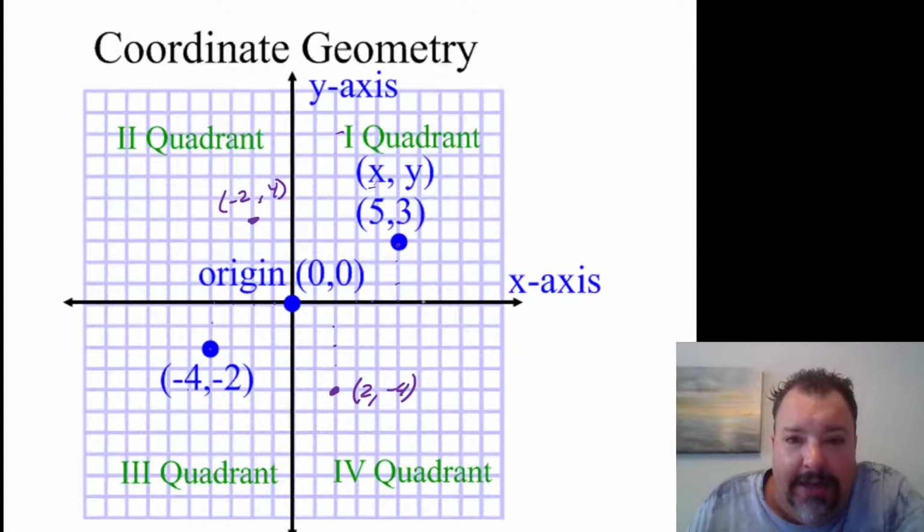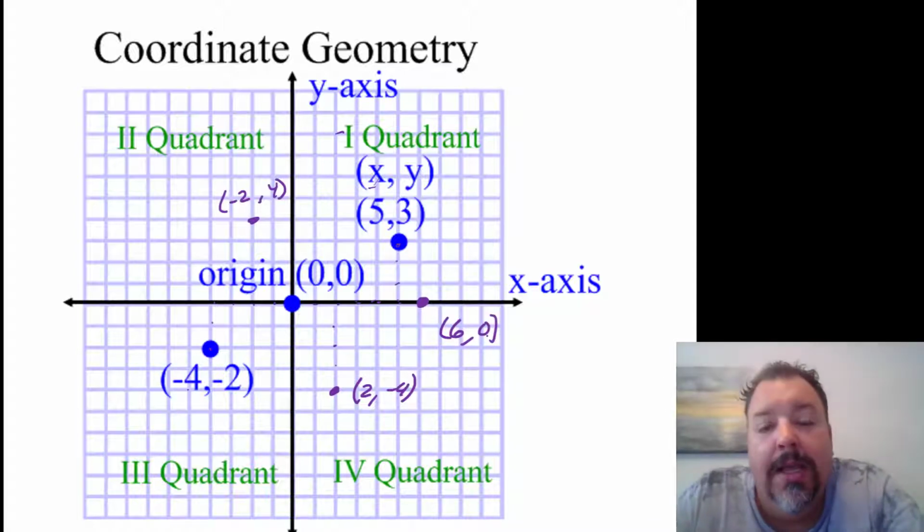And of course, we could have a point that's on the x or the y-axis. So like if I go to this point right here, what would the coordinates be for that? Well, that's to the right, 1, 2, 3, 4, 5, 6. And it's not going up or down, it's on the x-axis, so that would be the point 6, 0.